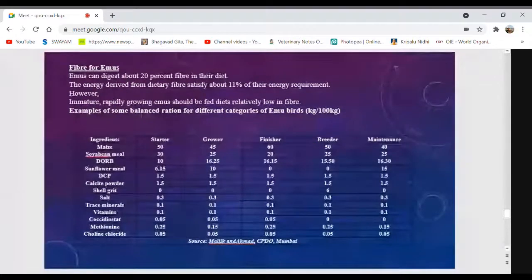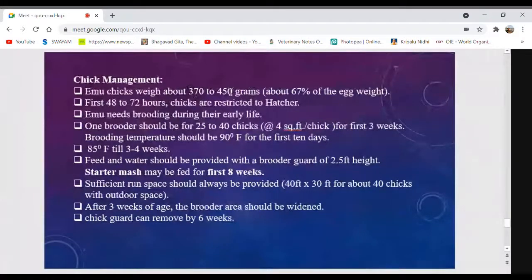You see body weight. Emu chick weight is about 370 to 450 grams. You see, it's very huge. For the first 48 to 72 hours, chicks are restricted to the hatcher. Emu needs brooding during their early life. They also need brooding, but they are very different. One brooder should be for 25 to 46 chicks only.